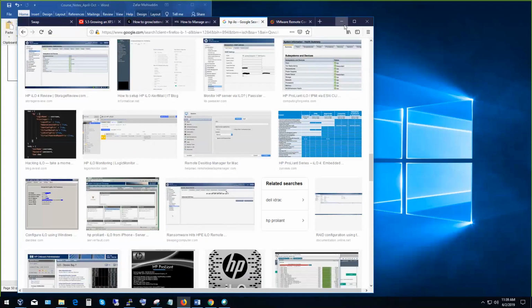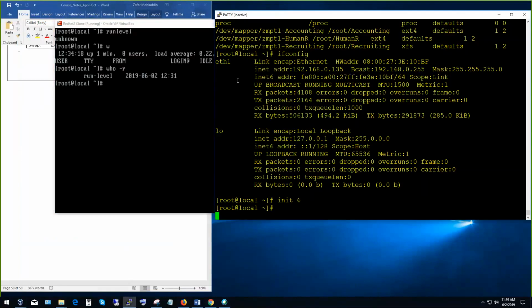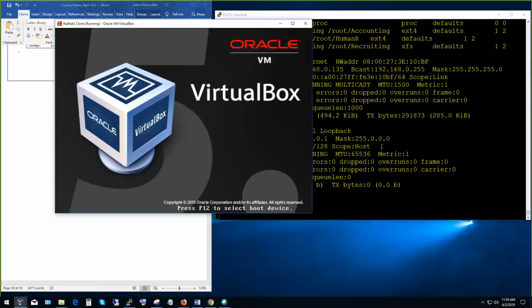Okay, so we are not able to do PuTTY here, right? Okay, you know what, let me restart here. Let me restart, and then I want to go over this again.